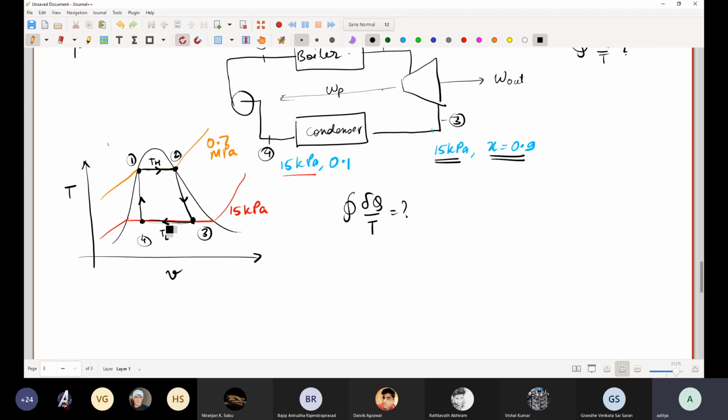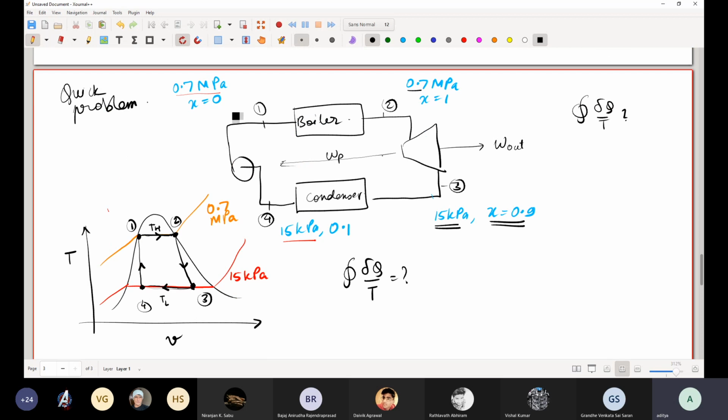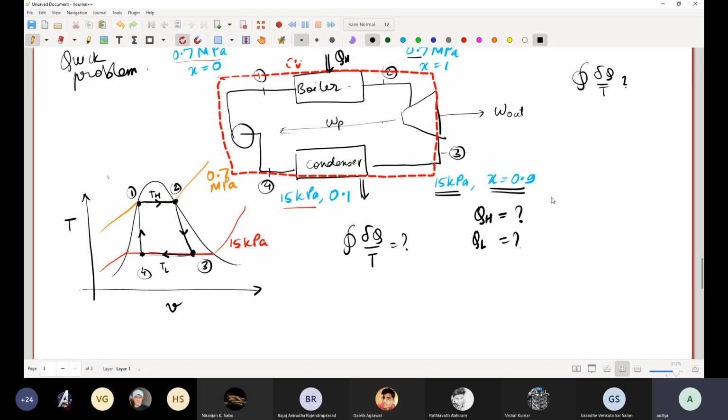So just at the boundary of the boiler, if I consider this to be the control volume, let me do it with a different color. Just at the boundary of this boiler, just at the boundary of this condenser, this is the control volume. So how do you find out QH first of all? There is some QH like this. How do you find out QH? How do you find out QL? Let us analyze each component one by one.